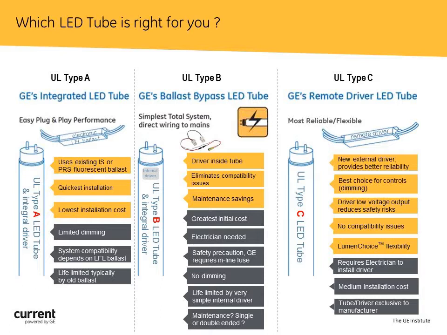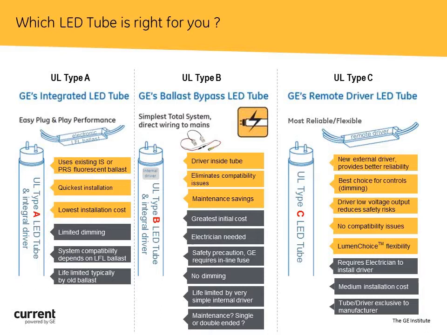Let's move on to Type B. Now, Type B is referred to as a bypass ballast, which requires the entire old fluorescent ballast to be removed. The mains, or the 120 or 277 volt line that was feeding the ballast, now go directly to the UL Type B LED tube. Let's look at some of the pros for the Type B.